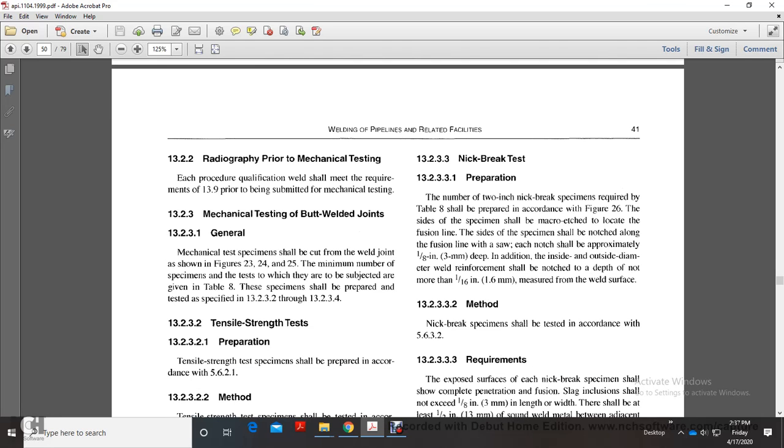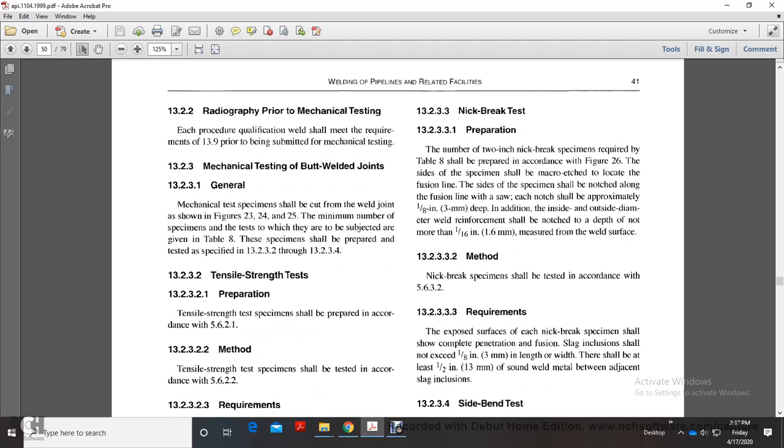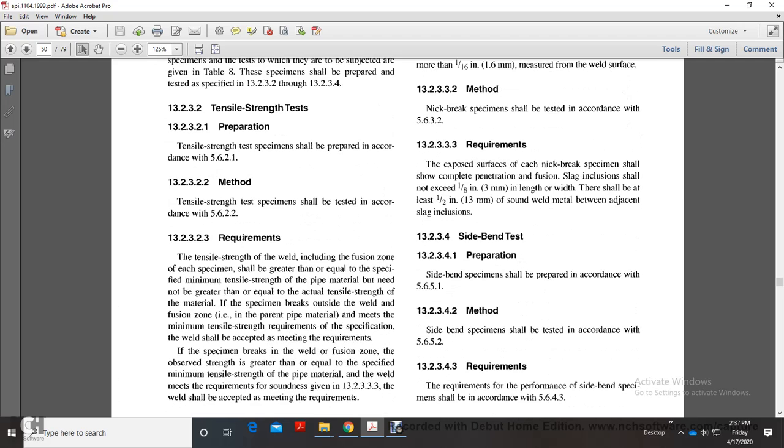General: mechanical testing specimens shall be cut from welded joints as shown in figures 23, 24, and 25. The minimum number of specimens for the tests to which they are subject is given in table 8. These specimens shall be prepared in accordance with 13.2.3.2, 13.2.3.4. Tensile strength test preparation. Tensile strength test specimens shall be in accordance with the 5.6.2.1 method. The tensile strength test shall be tested in accordance with 5.6.2.2 requirements.